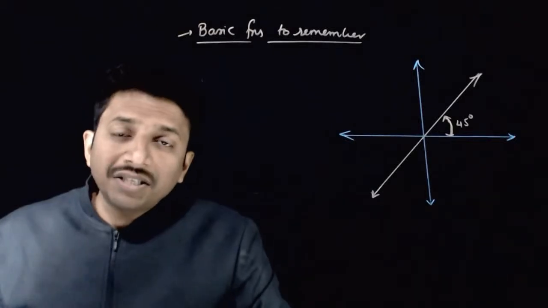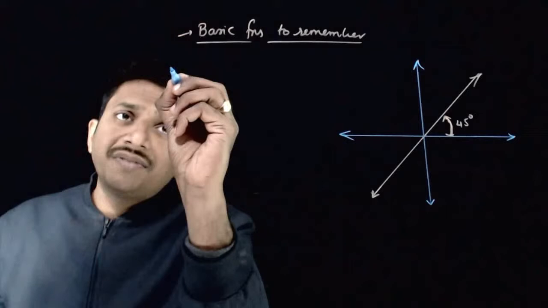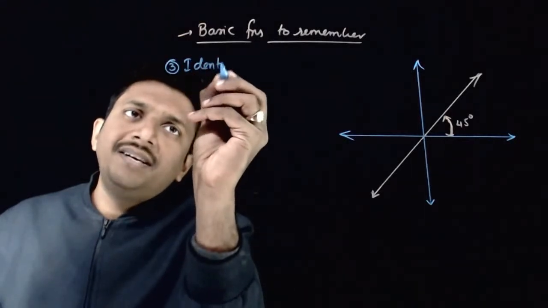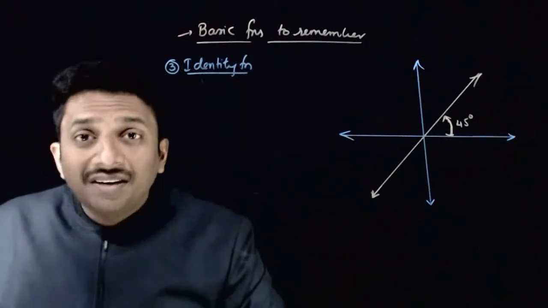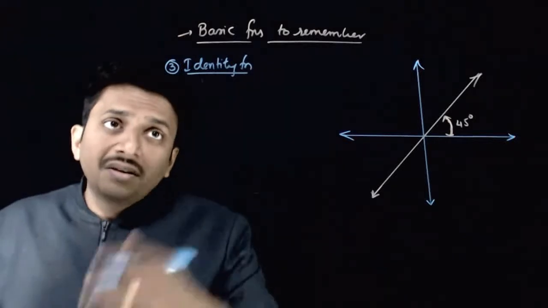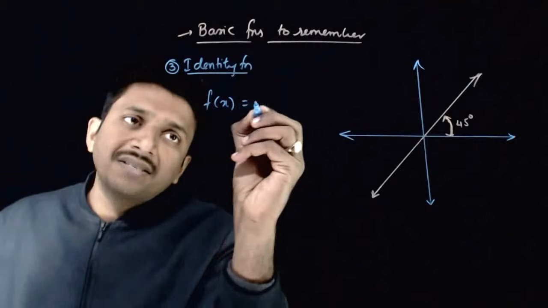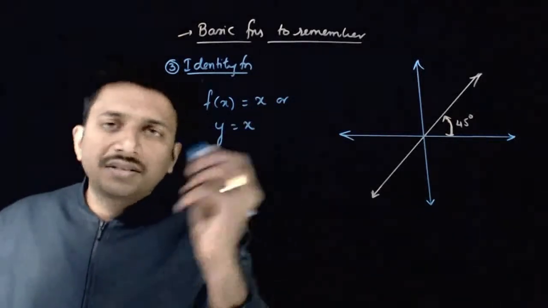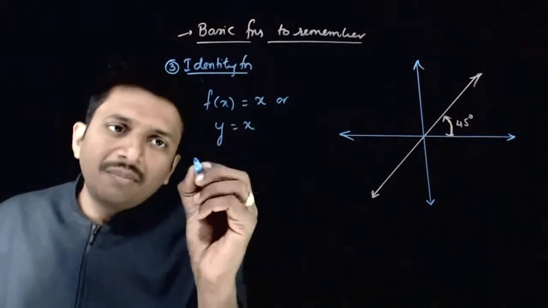So the next set of functions that we are going to study are identity function and modulus function. So you have identity function. We've already seen what an identity relation is. We have the same definition here. So identity function is a function which is defined as f of x is equal to x or y is equal to x. That is, whatever number goes in, the same number comes out.